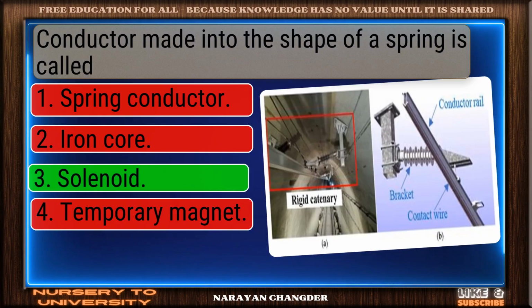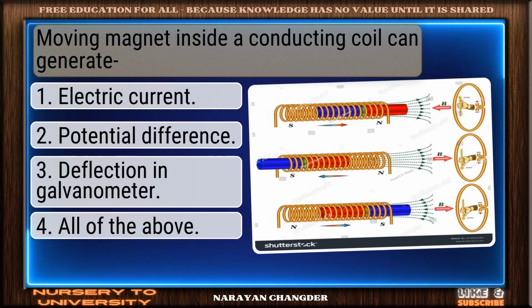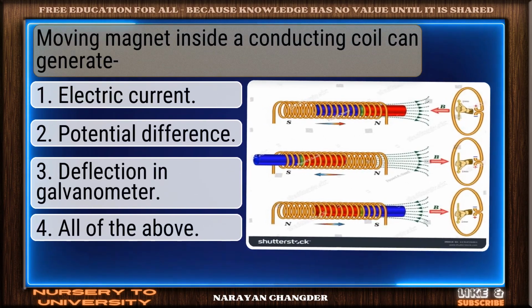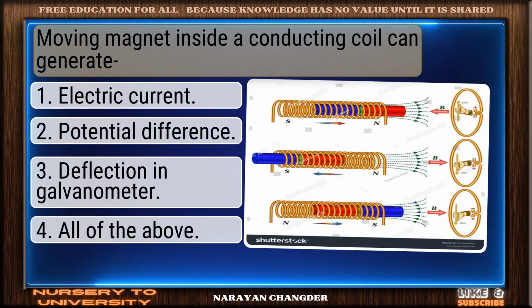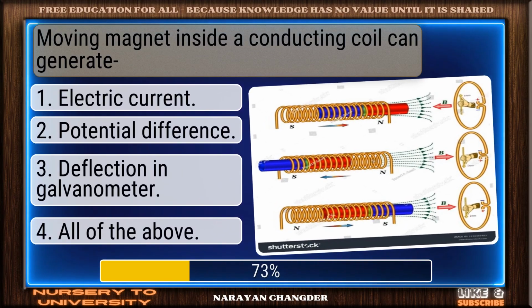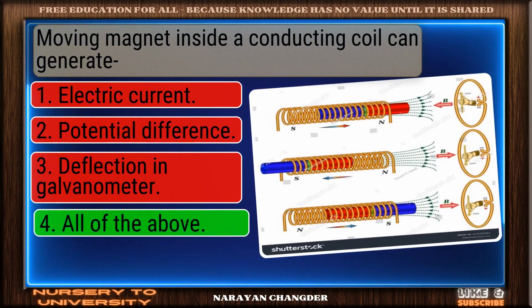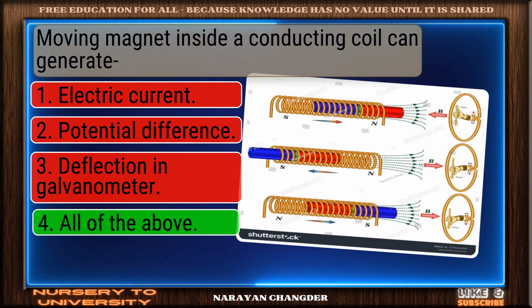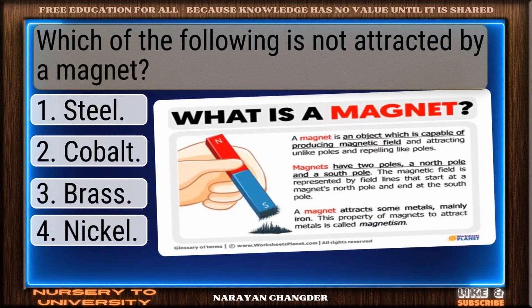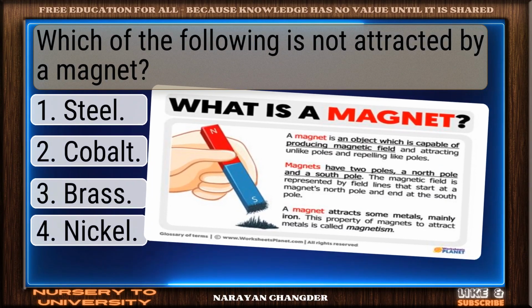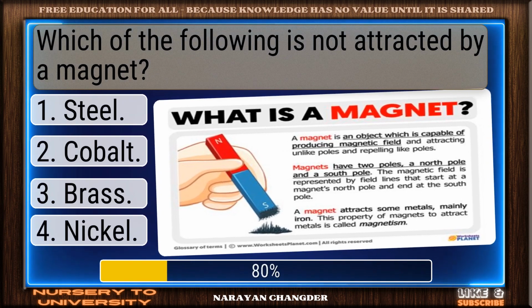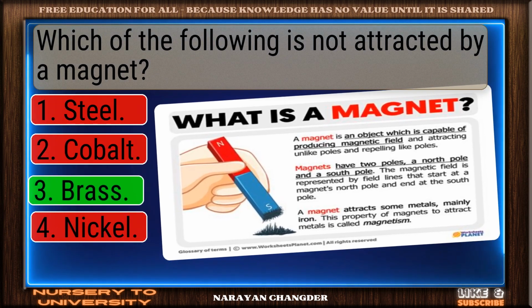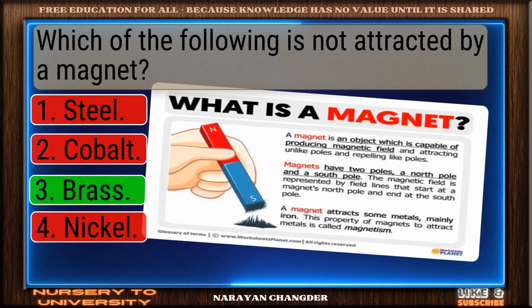You got it. Solenoid fits. Moving magnet inside a conducting coil can generate. Smart move. All of the above is accurate answer. Which of the following is not attracted by a magnet? Sharp thinking. Brass is right.